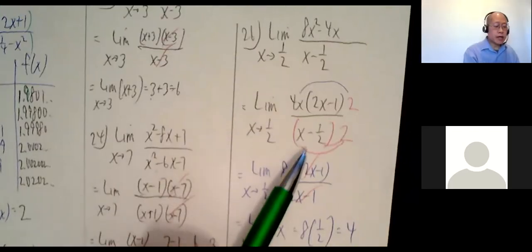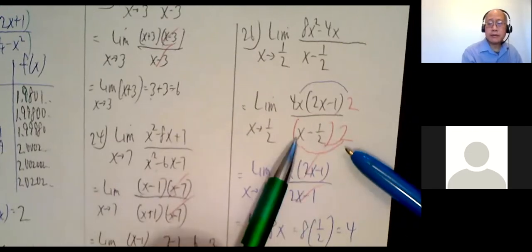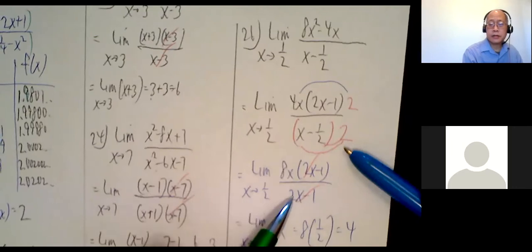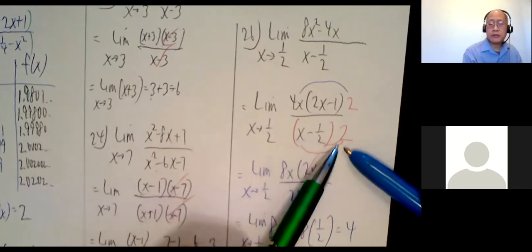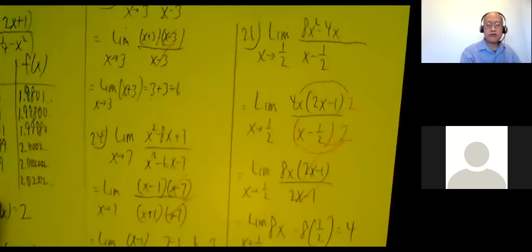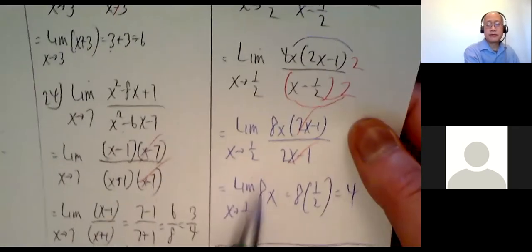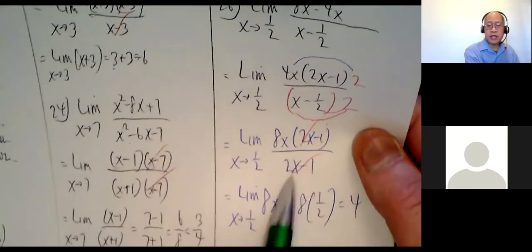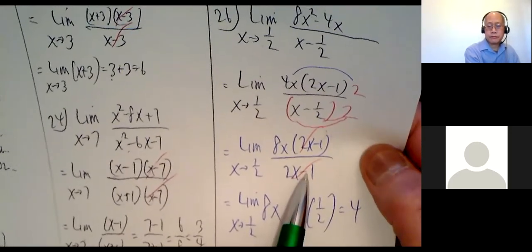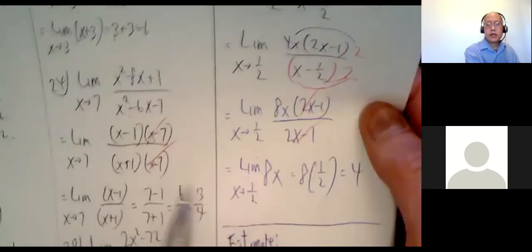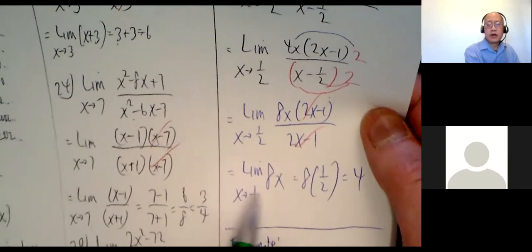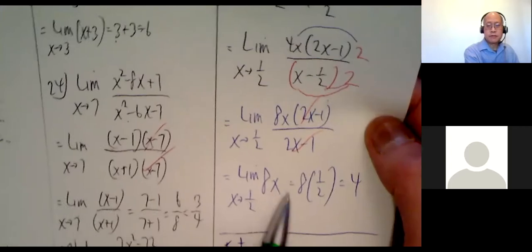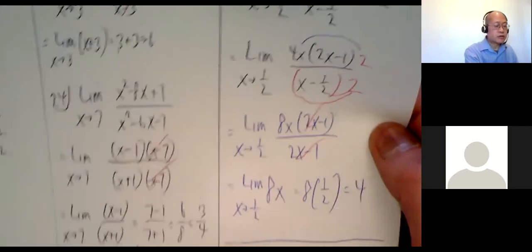Look at what happens if I multiply out the bottom. 2 times x, 2x. Negative half times 2, negative 1. So that was kind of tricky. There's the 2x minus 1 that I want. And then I can finally cancel these out. So then I have limit as x approaches a half of 8x. Then I can just plug in 8 times 1/2. My answer is 4.